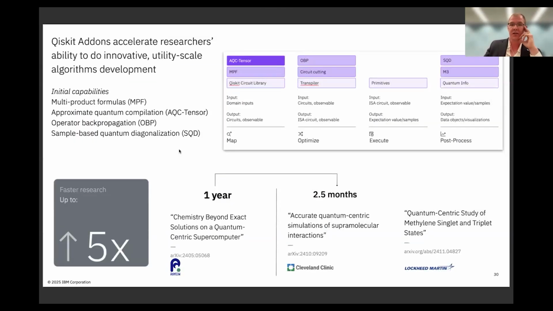So these add-ons really do accelerate researchers' ability to do innovative utility scale algorithms development. We take the research that we have done. We have a whole team of people who exist at the interface of research and software development, and they turn those research insights into software tools that other end users can use. For example, here on the bottom, it took us about a year to produce our first paper with Riken, and then we could compress that research using these tools into something like 2.5 months of time, which is a pretty strong acceleration, all things considered.